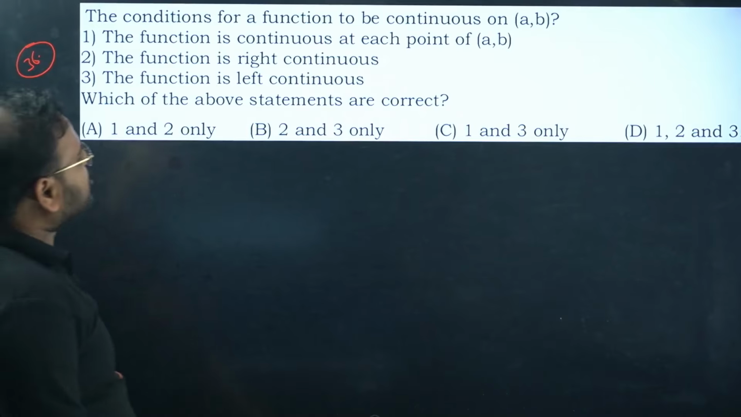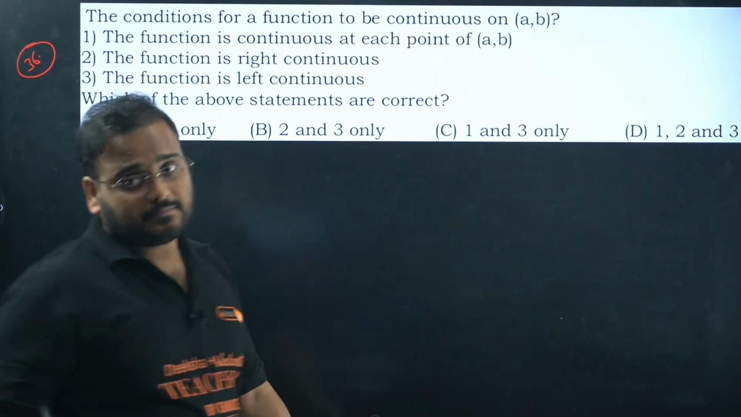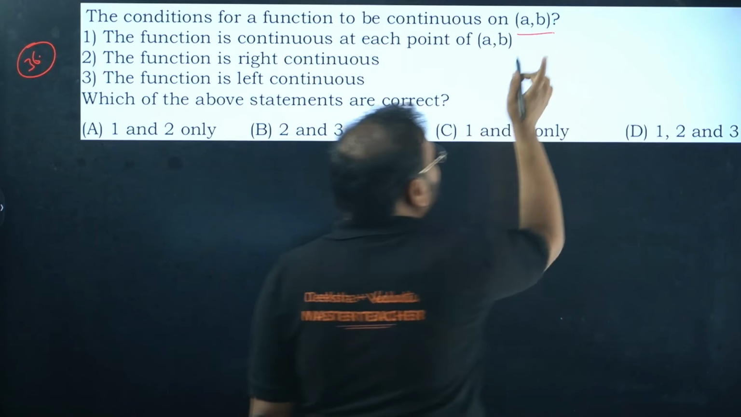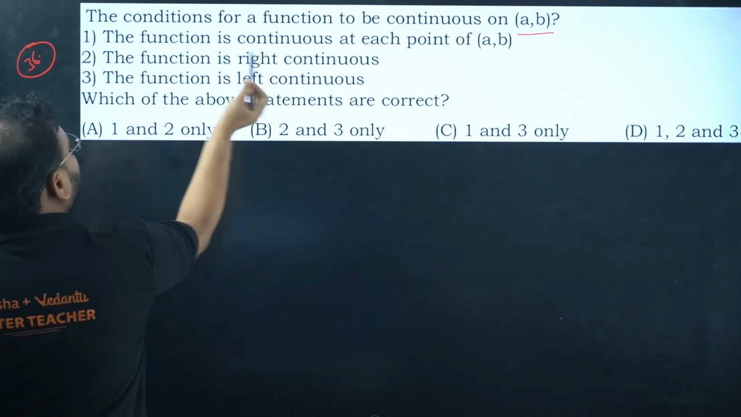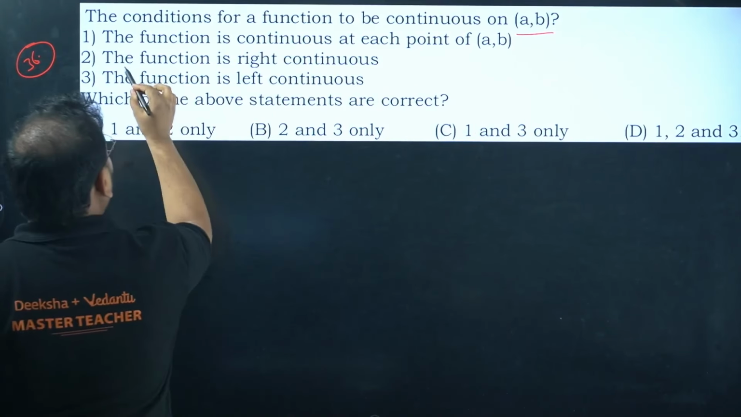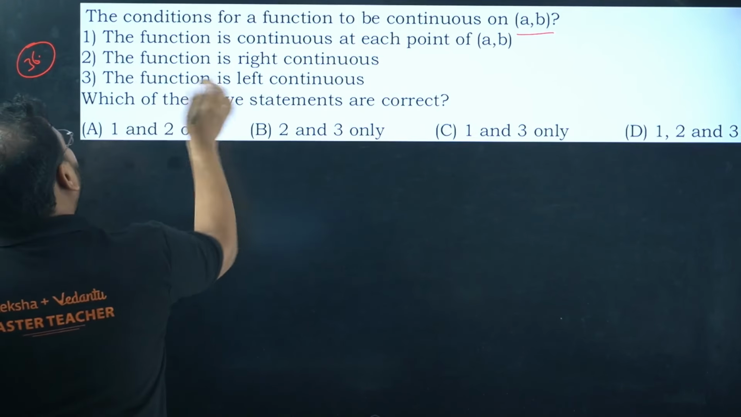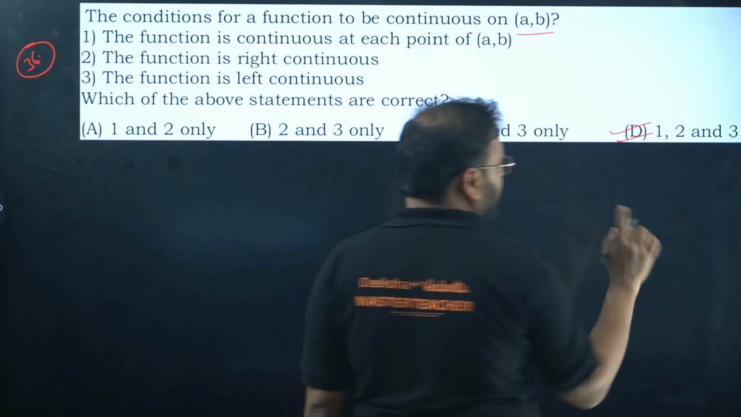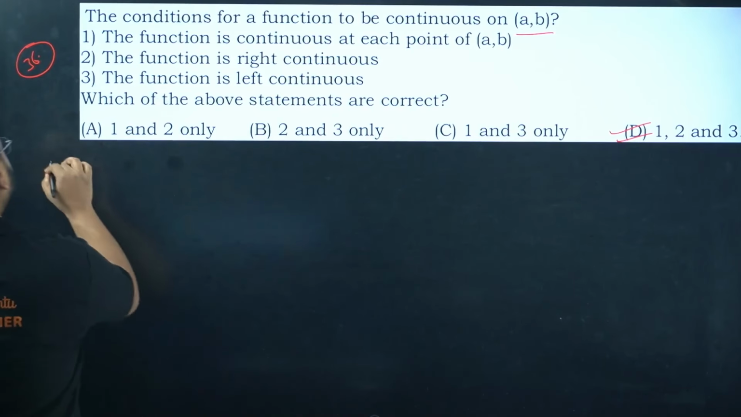The conditions for a function to be continuous on (a, b). Now this is a very important question. There is a difference. If you have (a, b) open, in this case, function should be continuous at each and every point in (a, b), continuous on the right side, and function should also be left continuous. Of course, answer comes as 1, 2, 3. All are true.